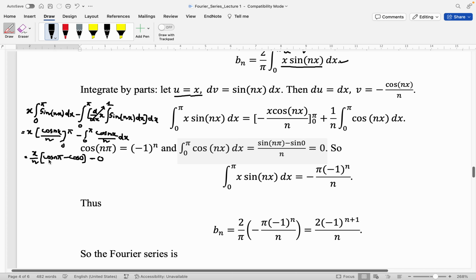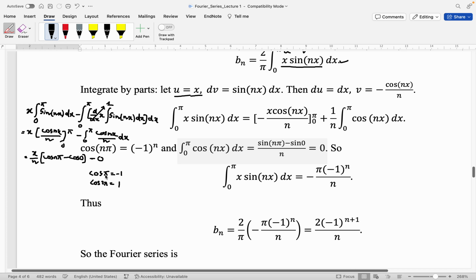So it is cos of n pi minus 1. So what is cos of n pi? N pi means you take the value of n. If you take cos of pi, this is minus 1. If you take cos of 2 pi, this will be plus 1, and so on.